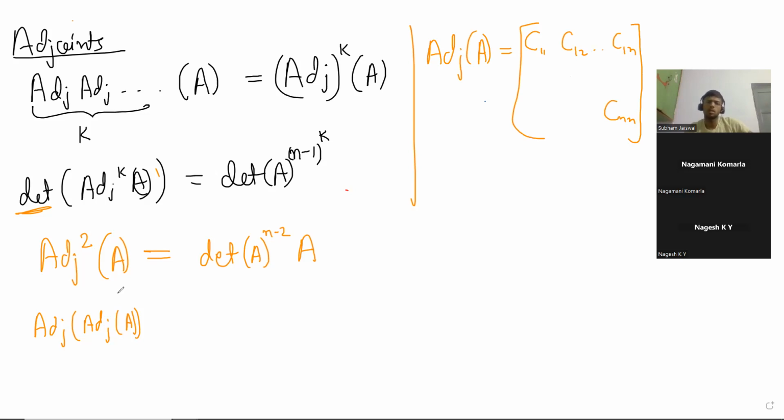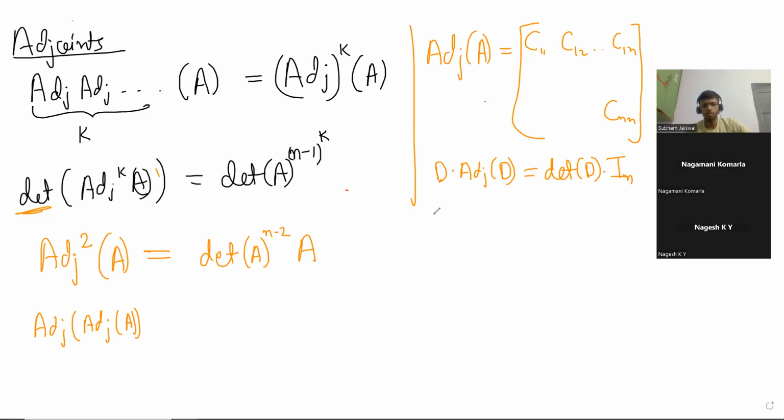So we just use B adjoint B is equal to det B times I, where I'm taking B as adjoint A. B times adjoint B is equal to determinant of B times I. So you use that good old identity. That's important. Now I'm taking D to be adjoint A.